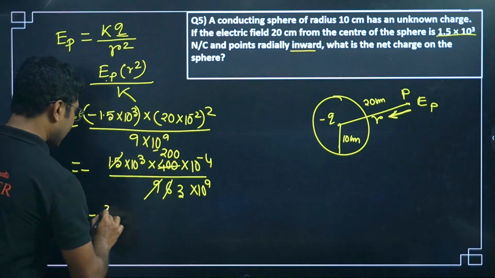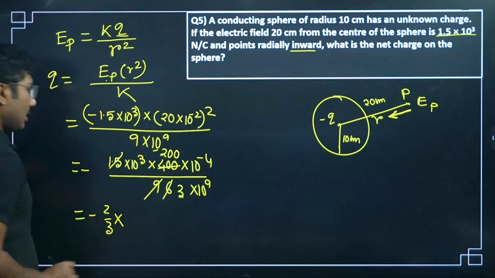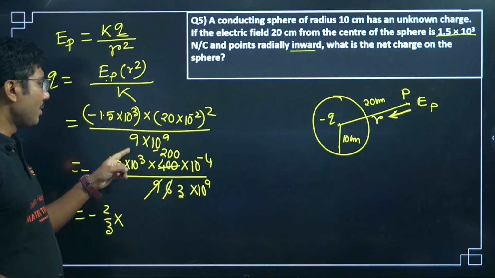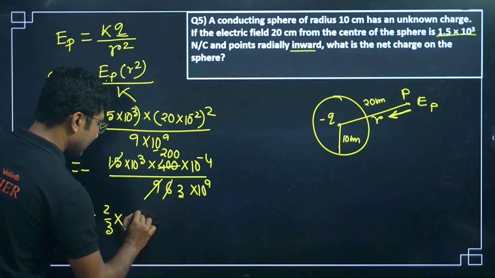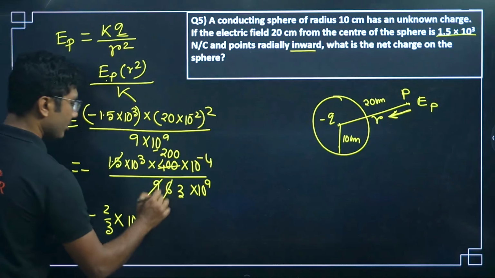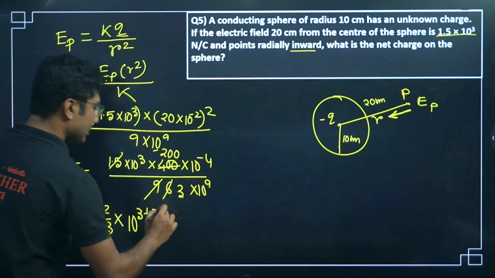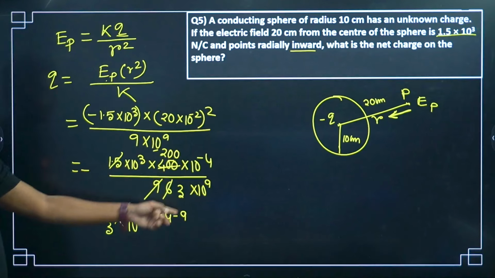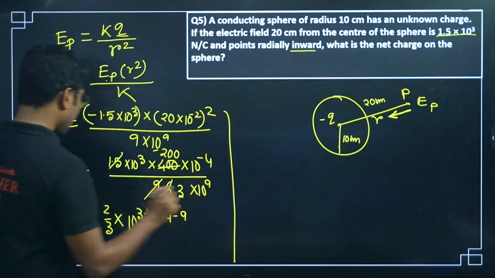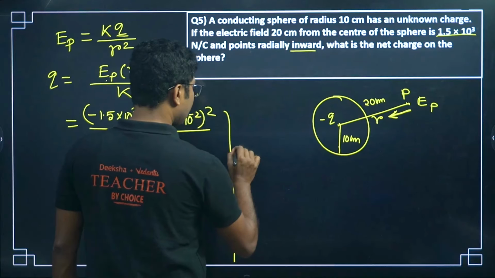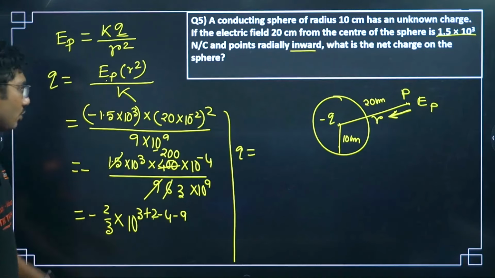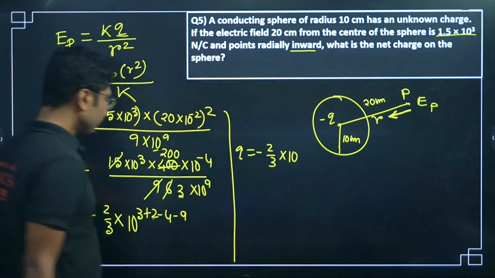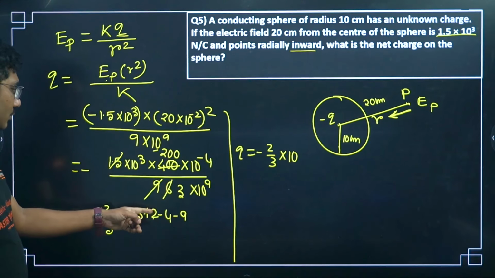Now, 2 by 3, I have taken this 100 out. So it will be 10 to the power of, let us see, 3 plus 2, this 2 is coming from these two zeros, minus 4 and minus 9. This 9 goes up and becomes minus. So the Q value is given by 2 by 3 into 10 to the power of 5 minus 4 plus 1 minus 8.